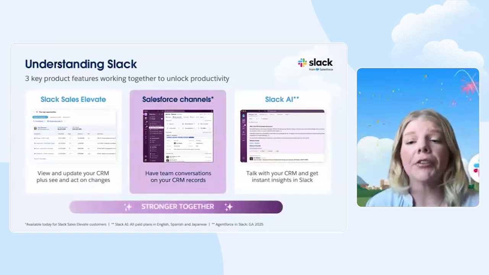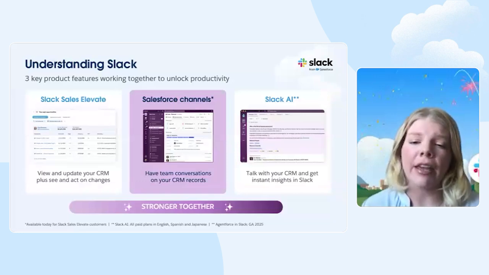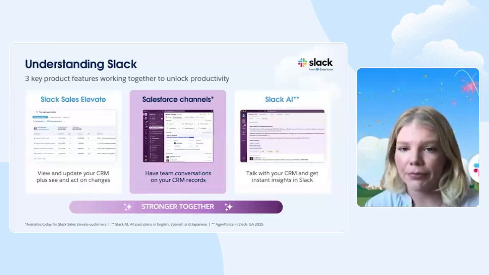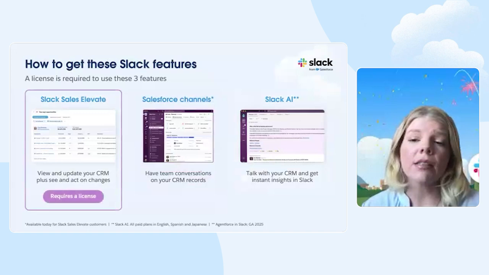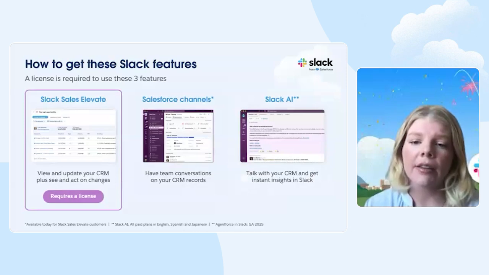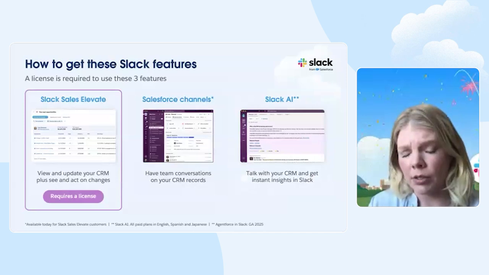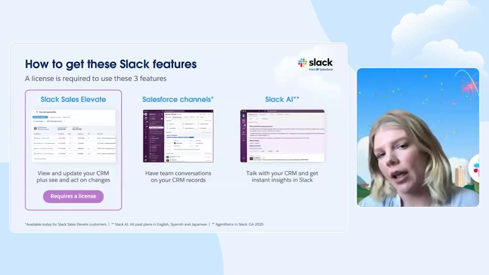So while Salesforce channels can work on their own, they really shine when combined with Slack Sales Elevate and Slack AI. Together, these features create a powerful formula that enables your team to perform at their best. Your access to these features will depend on whether your company has purchased the necessary licenses. Each of these Slack features, Sales Elevate, Salesforce channels, and Slack AI, requires its own separate license. In addition to your regular Slack subscription, to use Sales Elevate, you'll need a specific Slack Sales Elevate license.